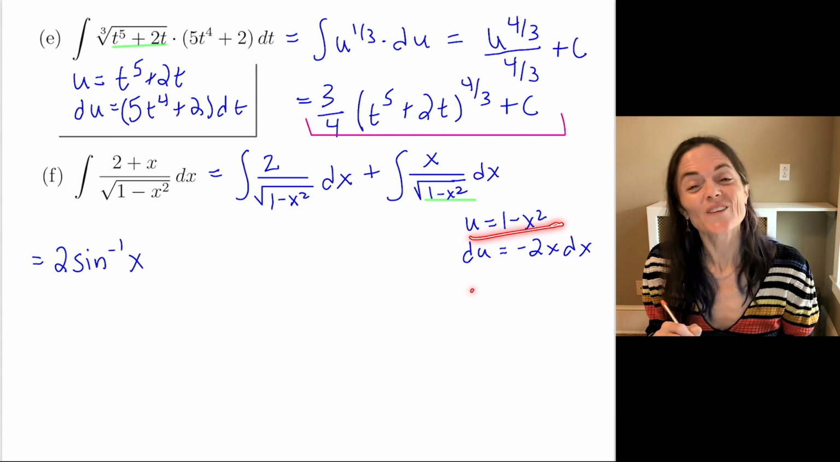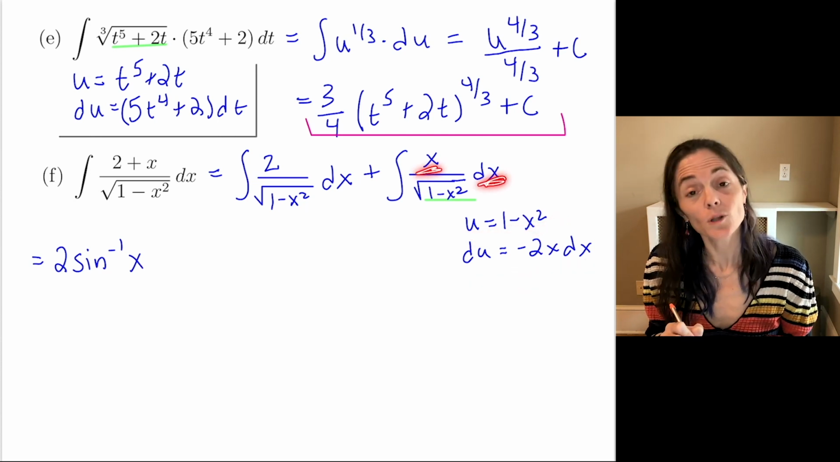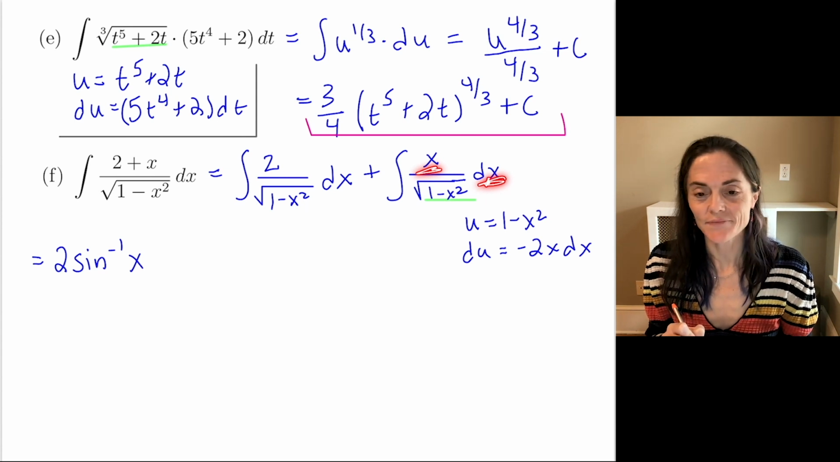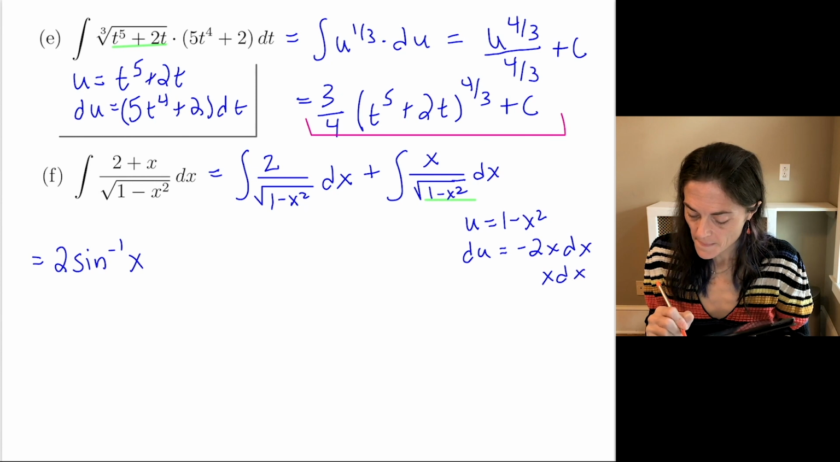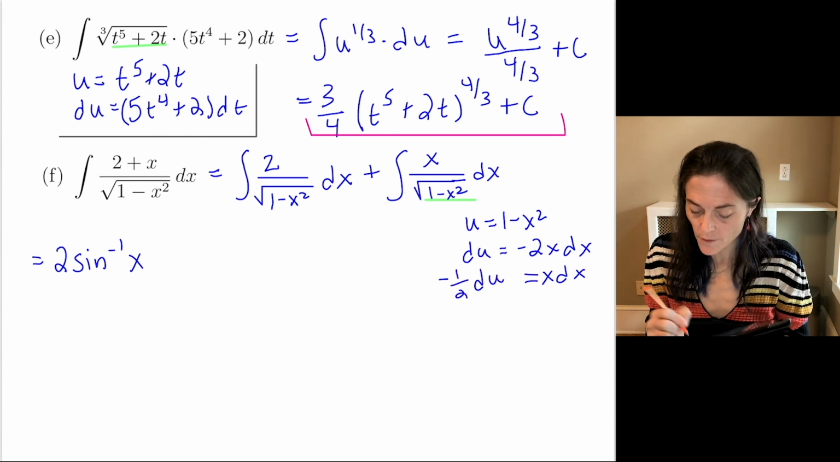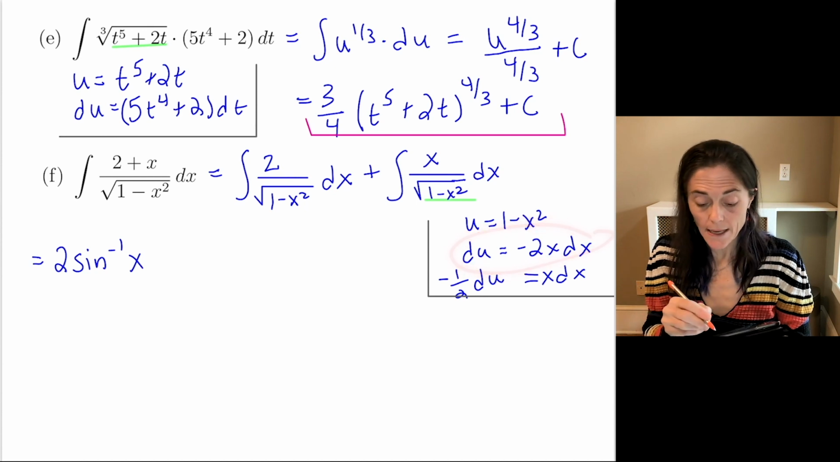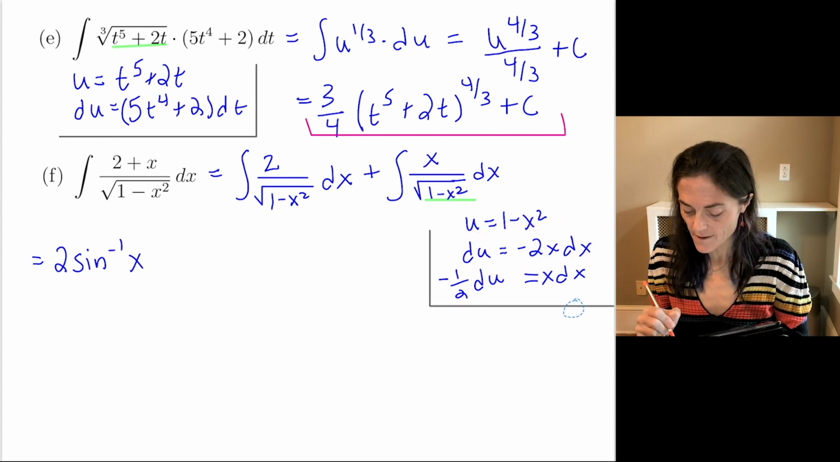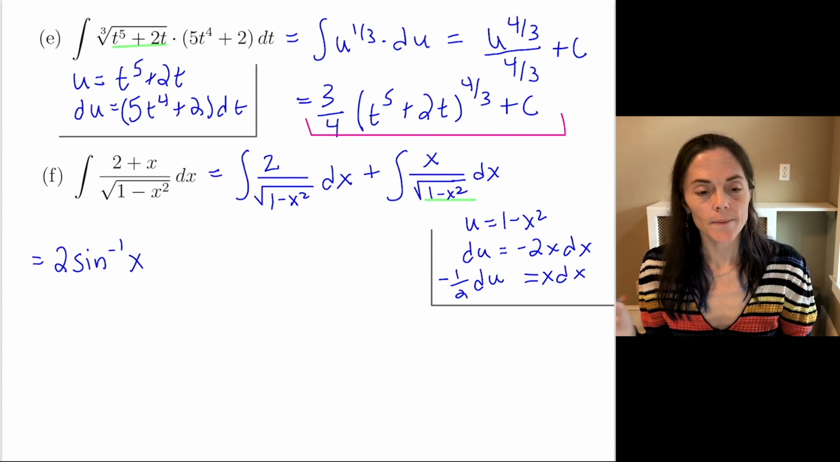We have u, we have du. This time it will work out. You notice we have a multiple of du in our integrand. So we have x dx. This is minus 1 over 2 du. We can just divide both sides of this equation by -2, and we have x dx is -1/2 du.